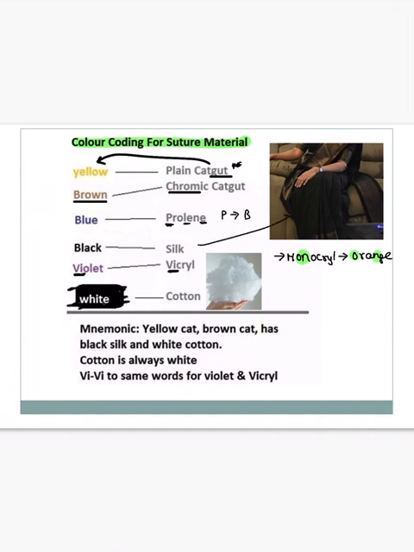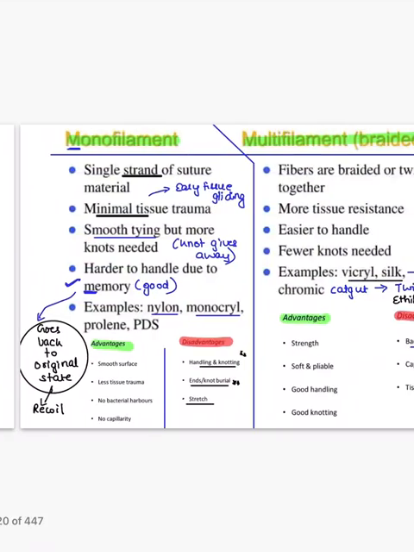Then black, imagine someone wearing a black color silk sari, and how is silk sari obtained? From the silkworm, and around 2,500 to 3,000 silkworms are killed to make one silk sari. So many silkworms, hence this is multifilament. Then violet is vicryl, and cotton is white, and monocryl, if you remember ON, that is orange. So this mnemonic also, if you find useful, you can use it. I did not find it so useful, so I did not use it.